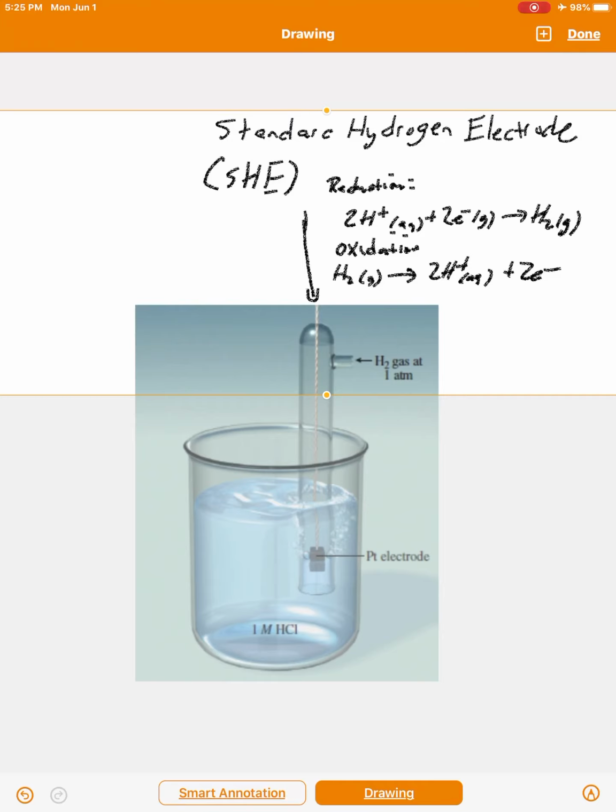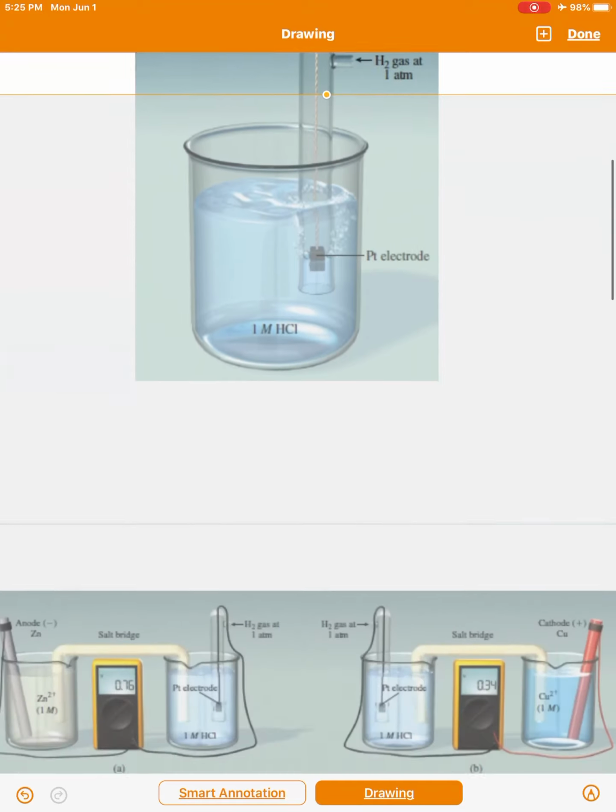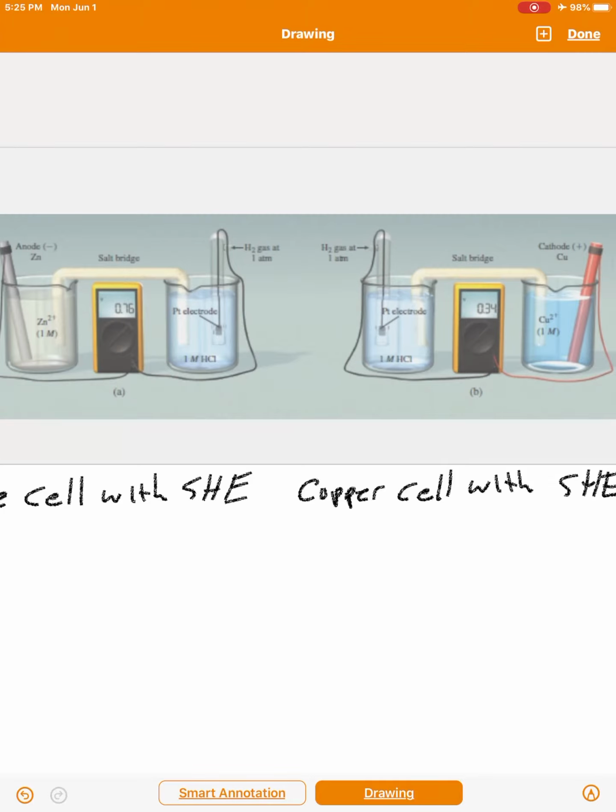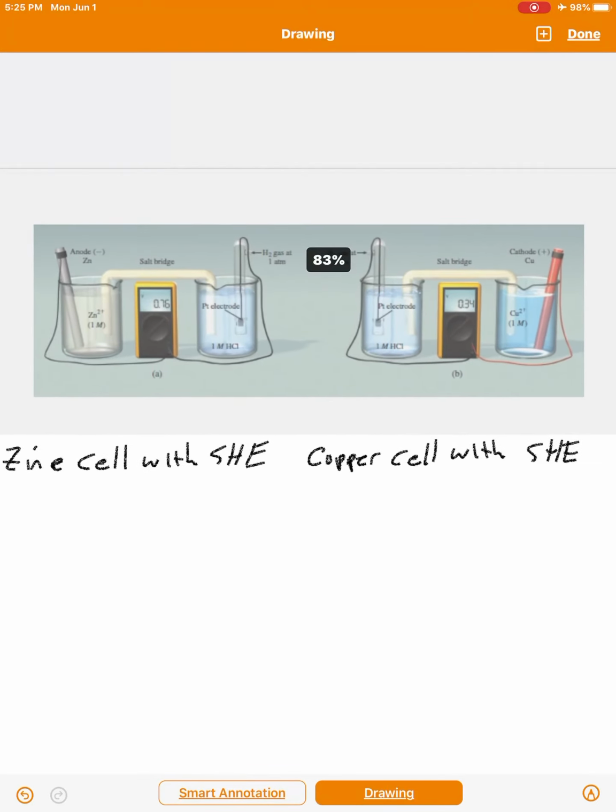Okay? So you can't tell from this picture easily what's happening because hydrogen gas is being bubbled through. So there's our hydrogen gas coming at the top at a pressure of 1 atmosphere. And then there's hydrochloric acid down at the bottom in the solution. So you don't know which direction it's going. It could be going under reduction or it could be going under oxidation. And it turns out it depends what it's connected to. So here's a picture of two possible setups using the standard hydrogen electrode.